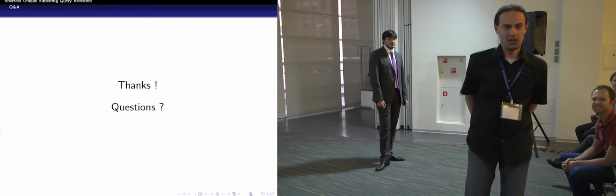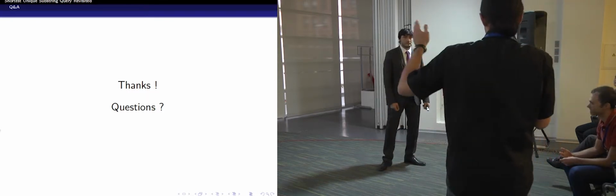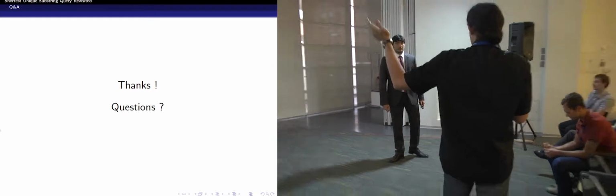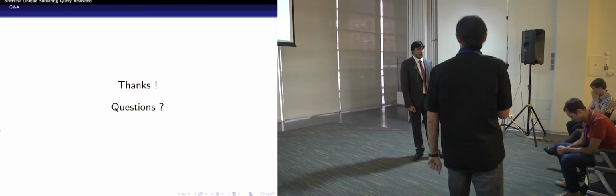No questions. So I have one quick question. Let's say that your text is growing, so you're appending new letters. Can you update the data structure, which allows you to later find the shortest unique substring?